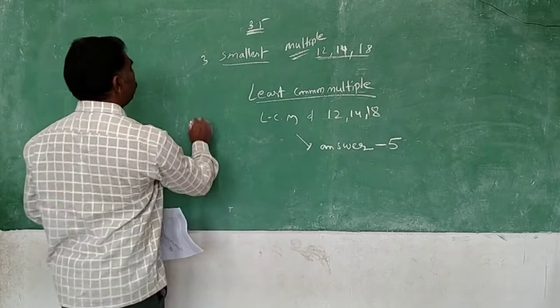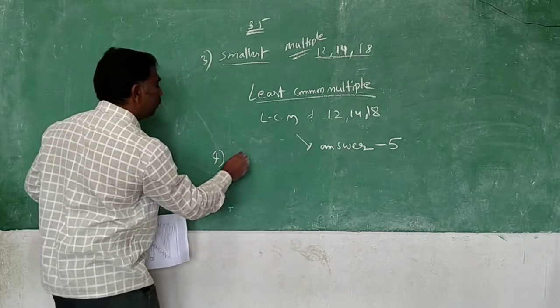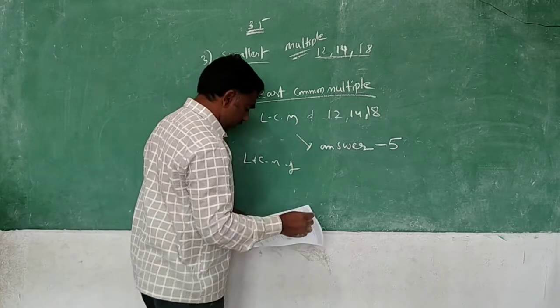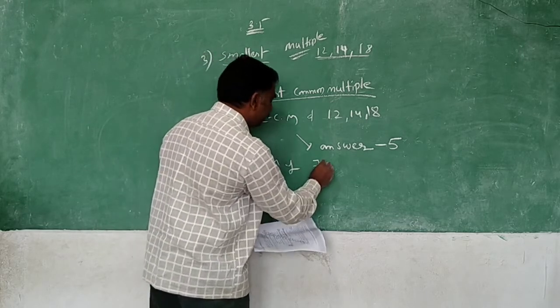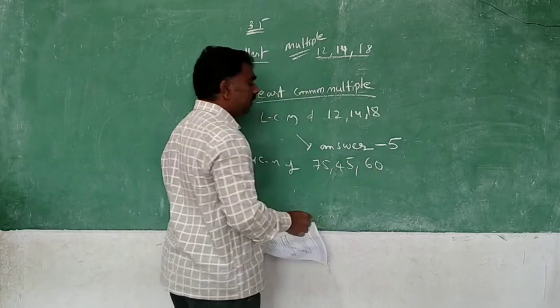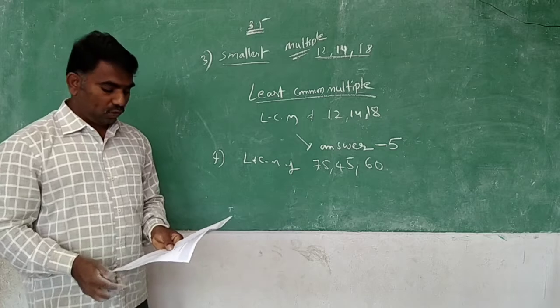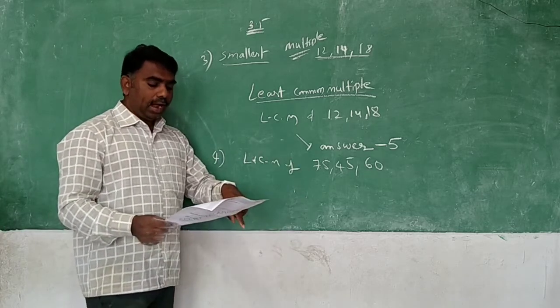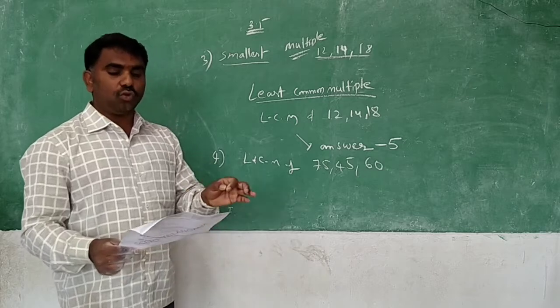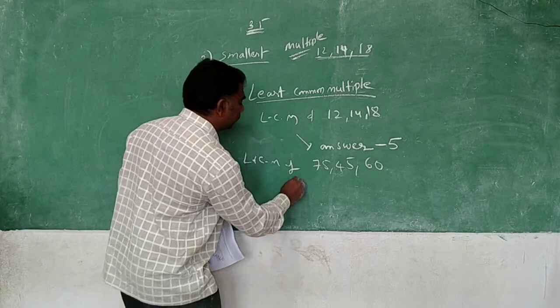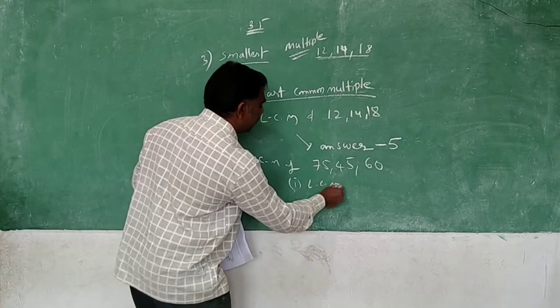So that's why we need to find out here, as in the second problem also. In the fourth problem, you need to find the LCM of 75, 45 and 60. He is asking the first question with no remainder, so the LCM itself is the direct answer.